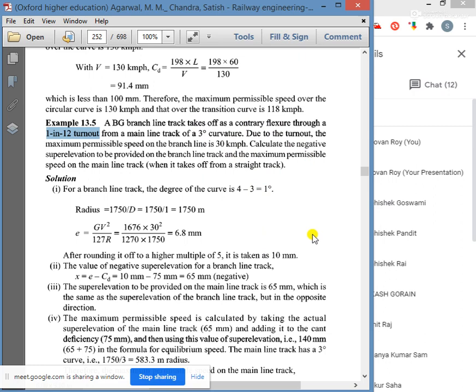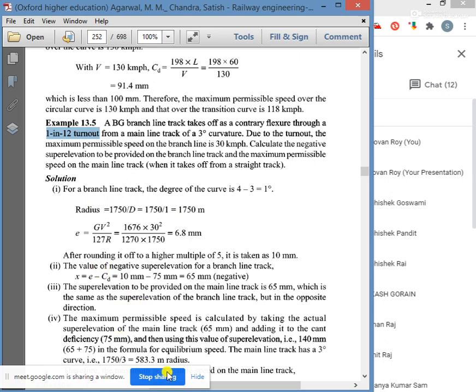When the degree of curve is available, we can easily calculate the radius of the curve. The formula is 1750 by D. 1750 by the degree of the curve, that is 1. So the radius of the branch line curve is 1750 meter. When the radius is available, we can easily calculate the super elevation of the branch line.